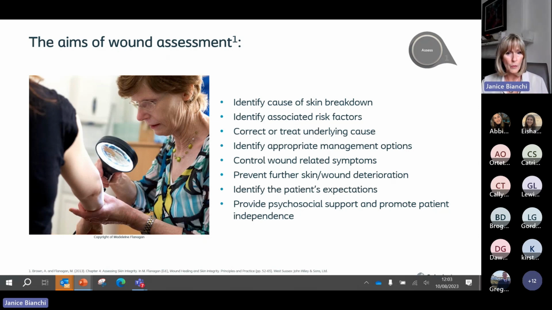And then, really importantly, identifying the patient's expectations, because for us as nurses, we want to heal wounds. And that's perfectly understandable. But for that individual, it might be that the smell is the thing that's really bothering them, or the amount of exudate, they're embarrassed by that. So what is important to that person? And also thinking about the psychosocial support we need to give to that person to promote them to be as independent as possible.